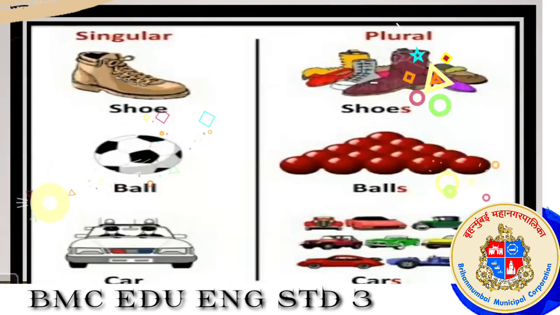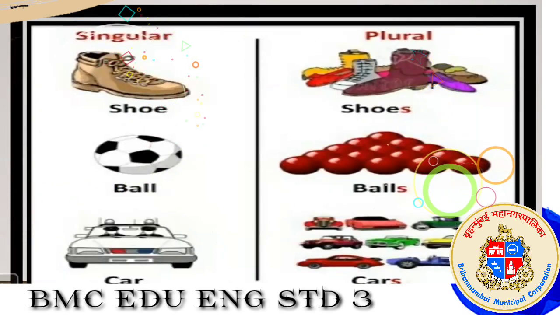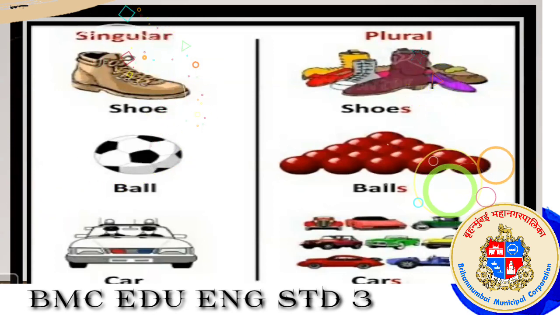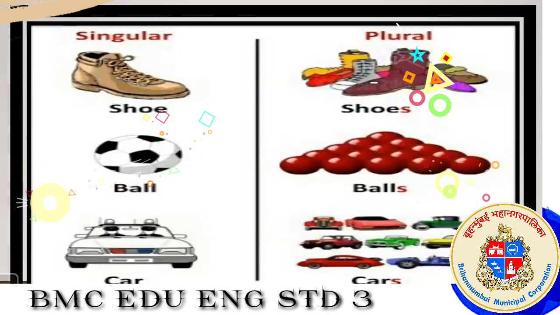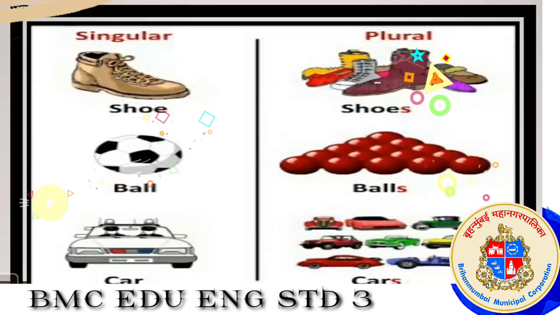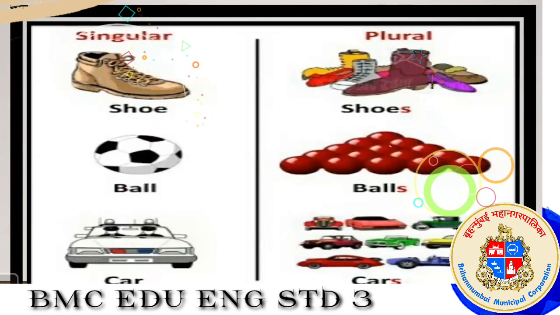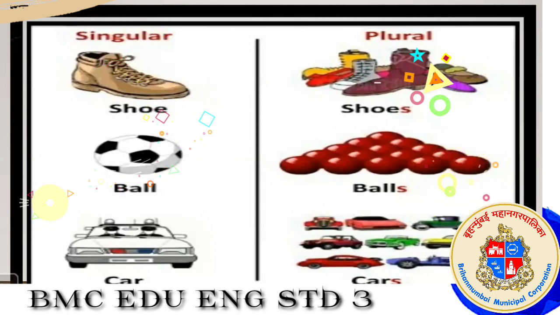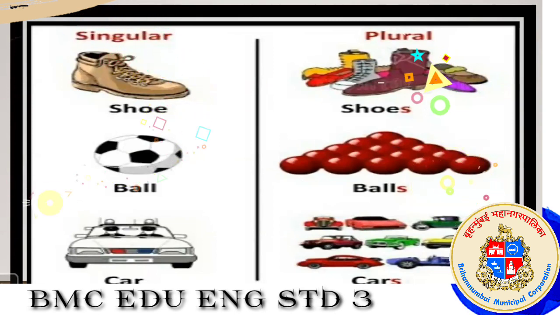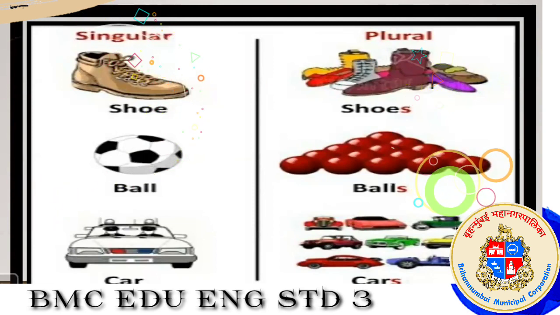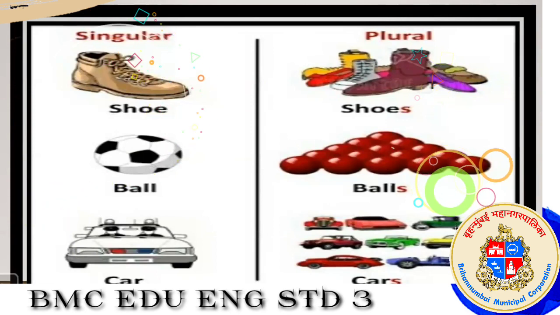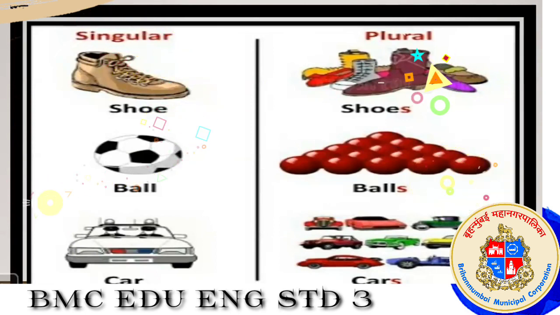See here, there are some pictures. So in singular, there is only one shoe. So we write shoe, S-H-O-E, shoe. But on the other side, you can see in the plural column that there are many shoes. So what did we add there? S. In the spelling of shoe, we added S. The spelling will be the same. The only difference is we have to add S here. So to make the plural, what did we add? S. So it becomes shoes.